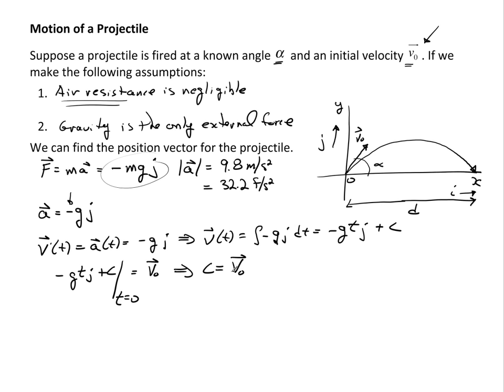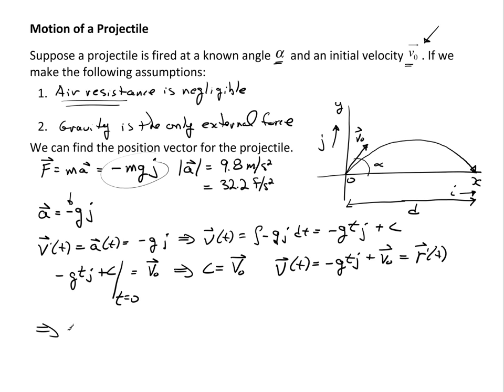So what does that do for me? Well, that tells me that my velocity vector is going to be equal to negative gtj plus my initial velocity vector. Well, this is simply another way of writing r prime. So remember, the first derivative of the position vector is velocity.